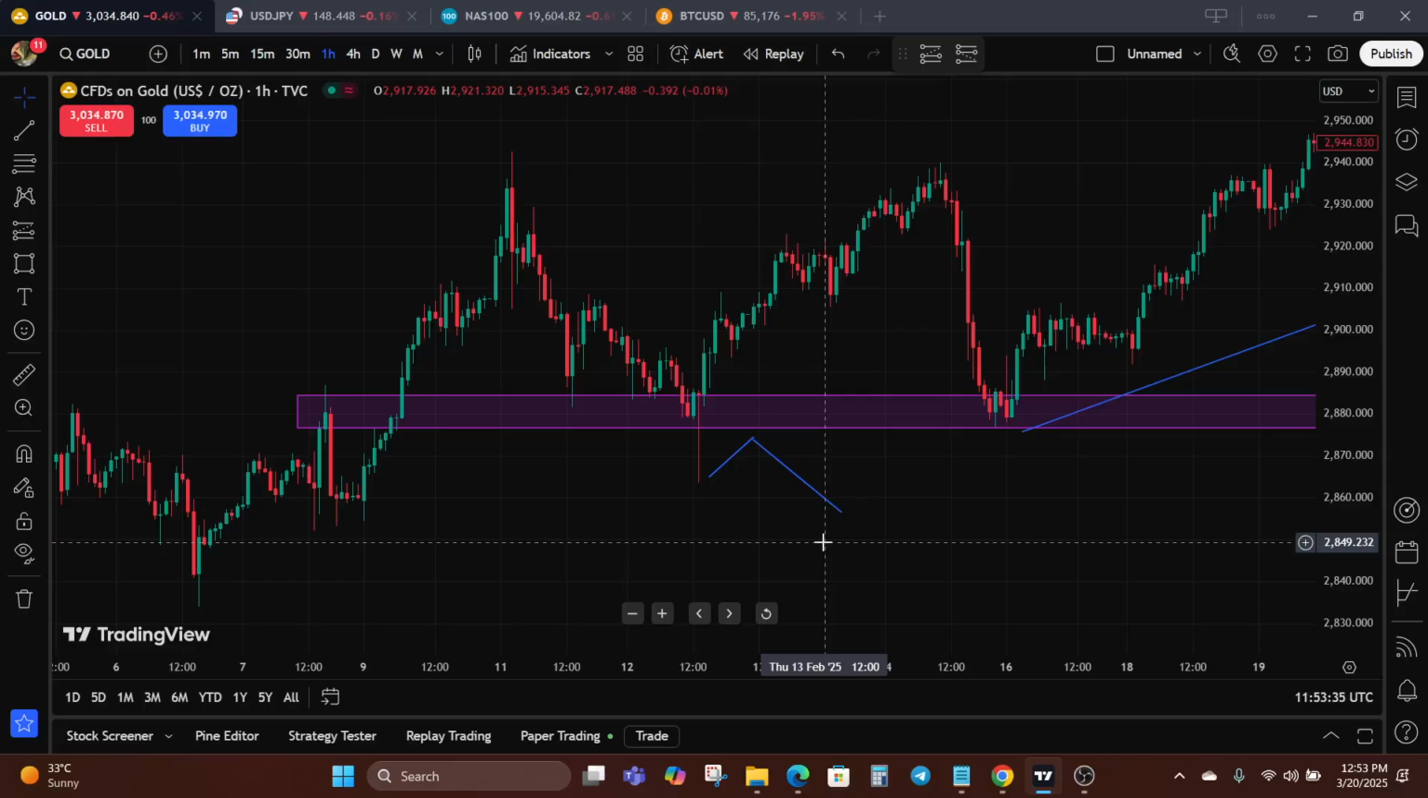So that is it, guys. Now you have a complete understanding of liquidity concepts, how smart money uses them, and how you can trade them effectively.